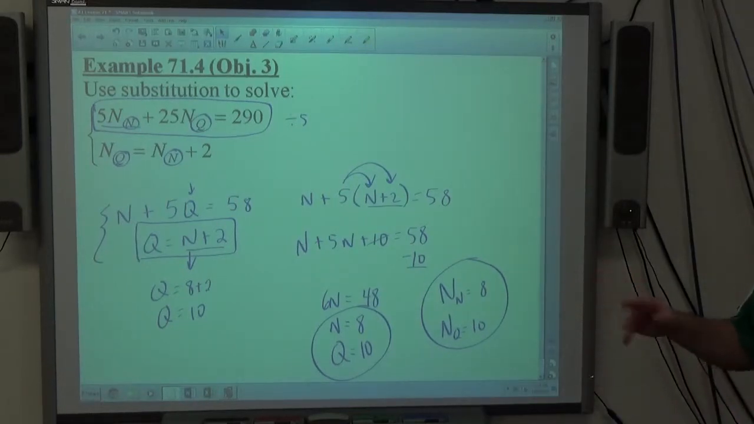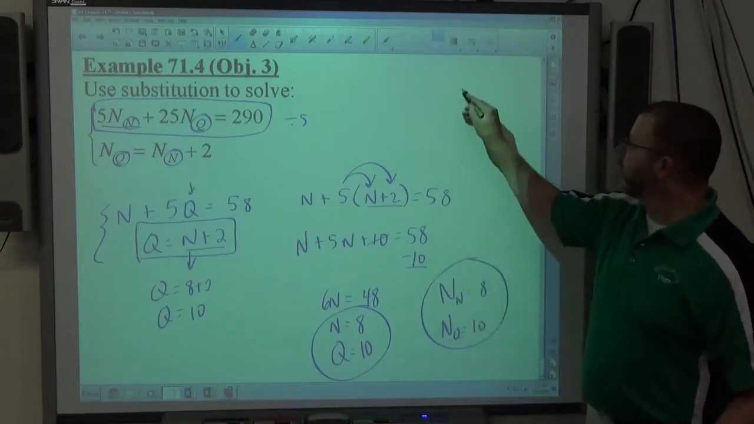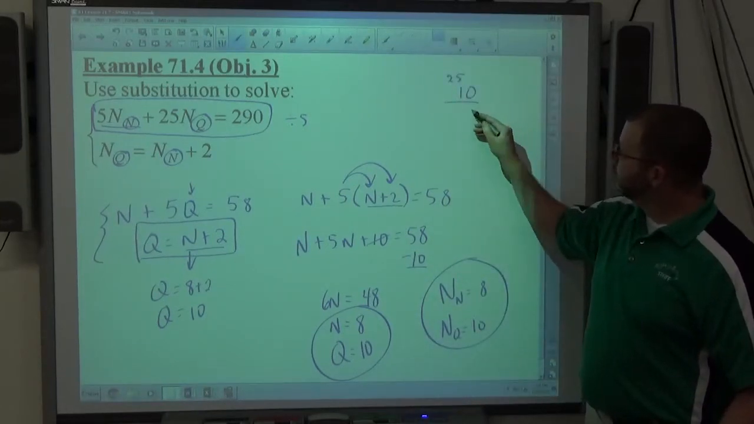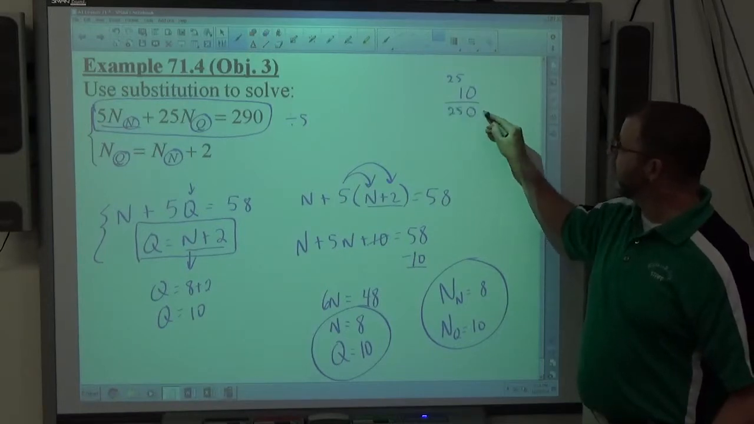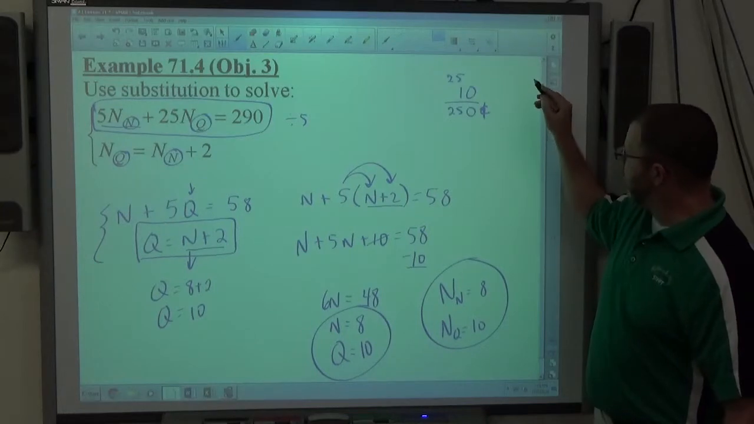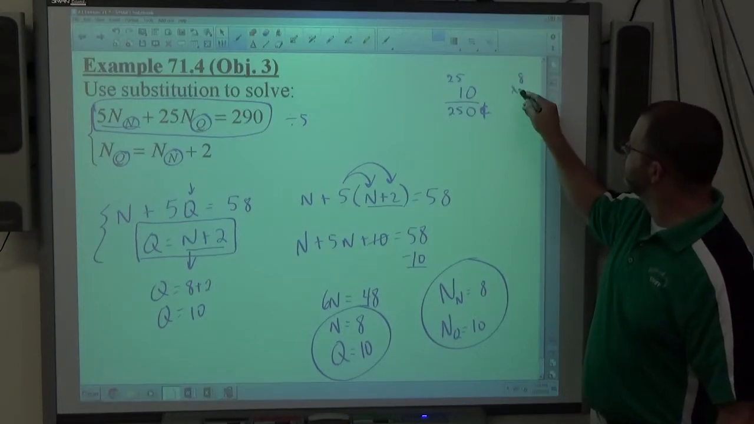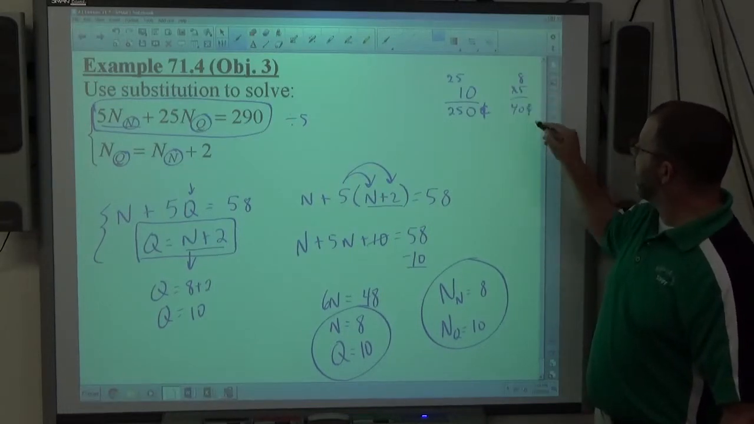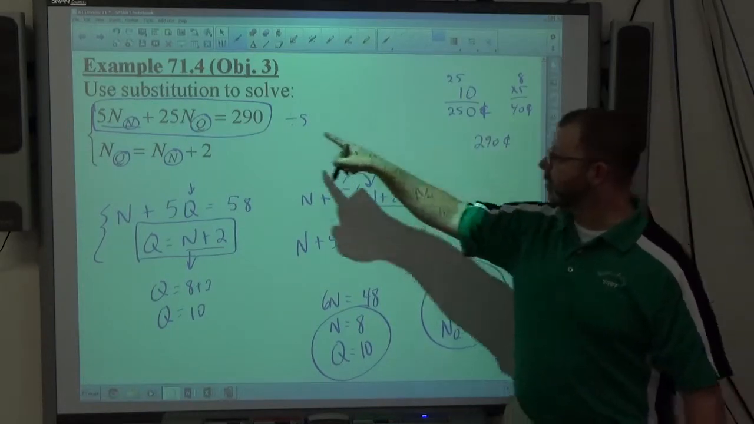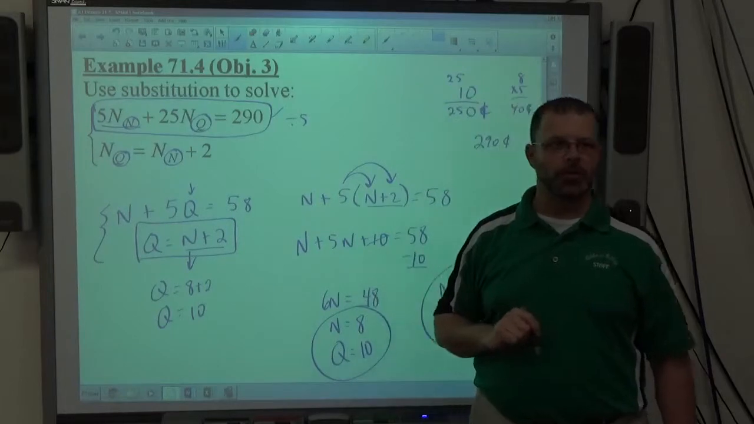And just so you know, how much are 10 quarters worth? 250 cents, right? That's a c, like a cent. And how about 8 nickels? 40 cents, right? If we add those up, how much is that? 290 cents. We get the correct amount of money, and 2 more quarters than nickels.